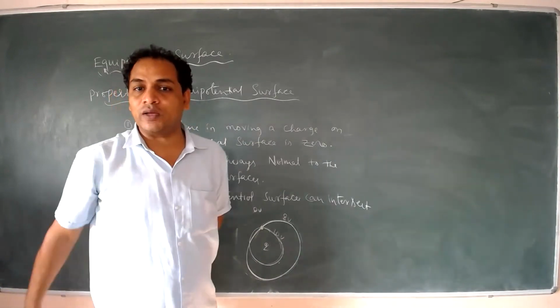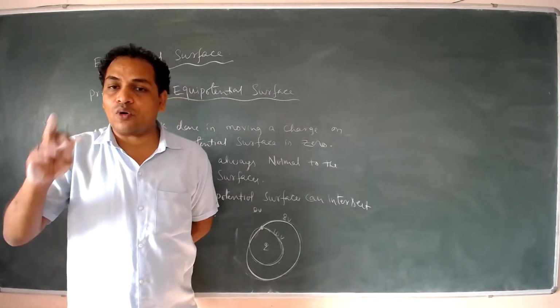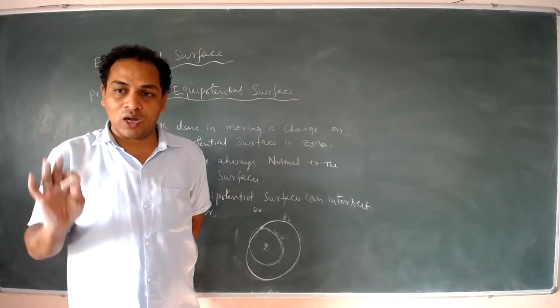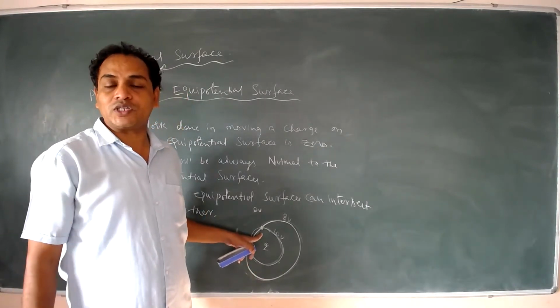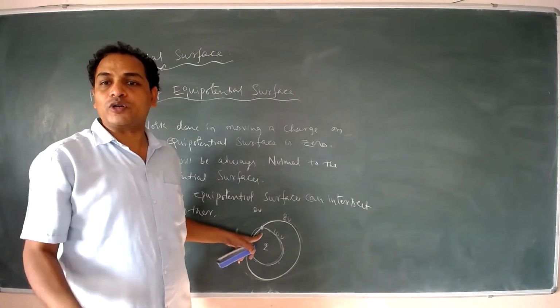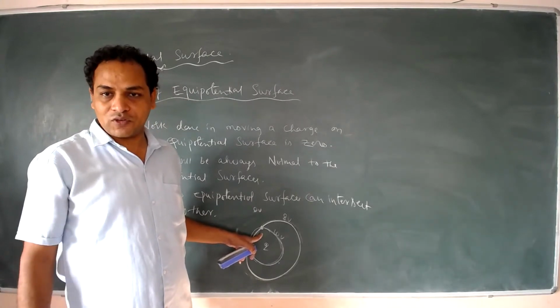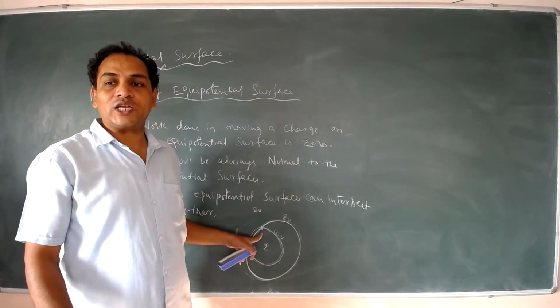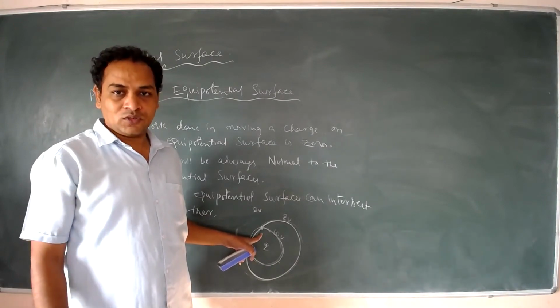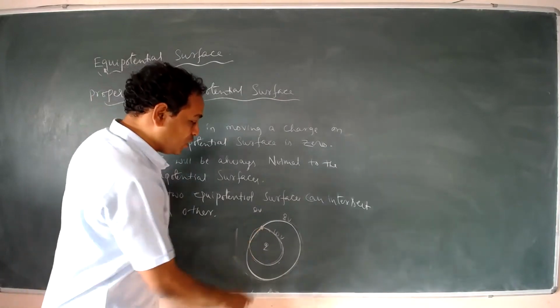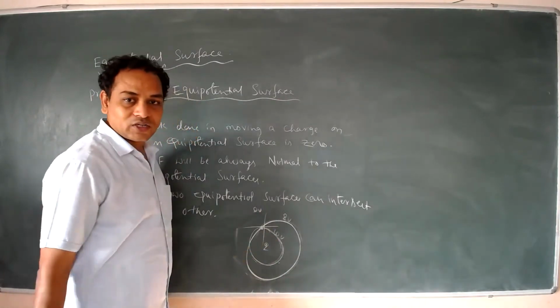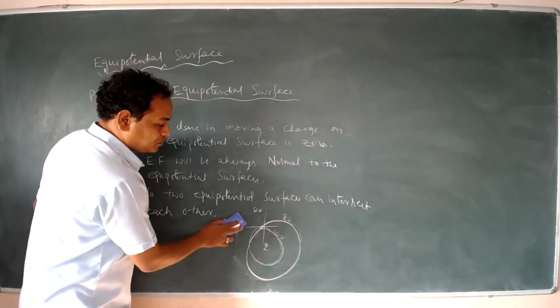Equipotential surface, you are saying, means the entire surface should have the same potential. But if they intersect, at the point of intersection there would be two possible potentials on equipotential surfaces, which does not actually exist. So hence these two never intersect. Got it?